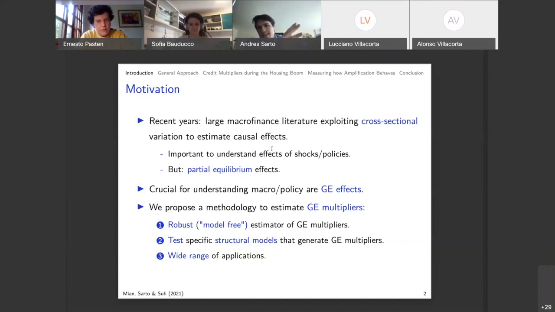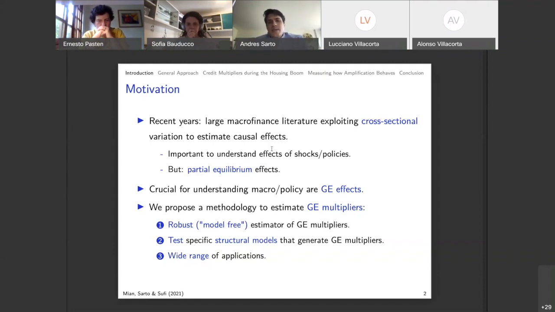Let me also say the paper is currently undergoing a little bit of a mutation. So we are adding some things that I'm going to show you later on, and we are tailoring the paper a little more towards estimating credit multipliers, which is the GE multiplier in credit markets. But the general idea is the same. You have a shock, you have a total effect, and then you have the difference between the partial and the total being this GE multiplier that we are calling, okay?